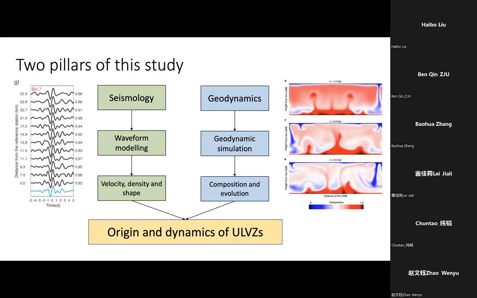completed this work. So about this study, what underlies this study is that it really has two pillars. One branch is seismology, and the other one is geodynamics. So on one hand, the authors use seismology, more specifically, they use the core reflected waves and use the waveform modeling to infer the velocity, density, as well as the shape of the ULVZ. On the other hand, they use the tools of geodynamic simulations to infer the composition and evolution process that best explain the seismic observations.